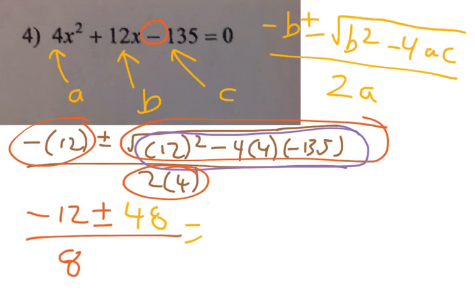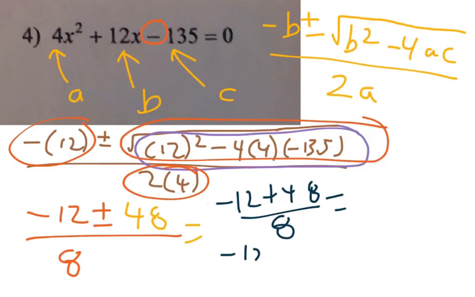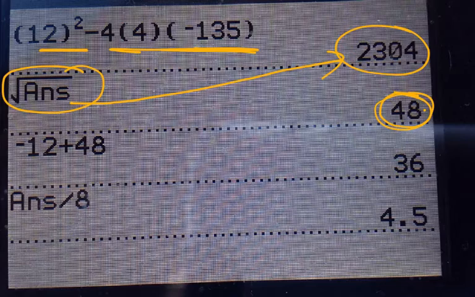And now we're going to take negative 12 plus 48 and divide by 8 and get an answer. And we're going to take negative 12 minus 48 and divide by 8. So in other words, that plus or minus right there I just circled, guys, you're going to do a plus version and a minus version. Okay? So let's see what we get.